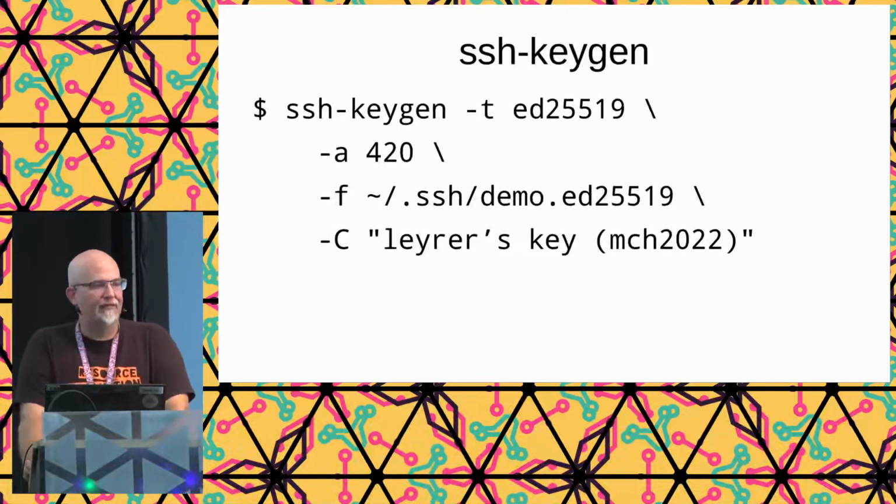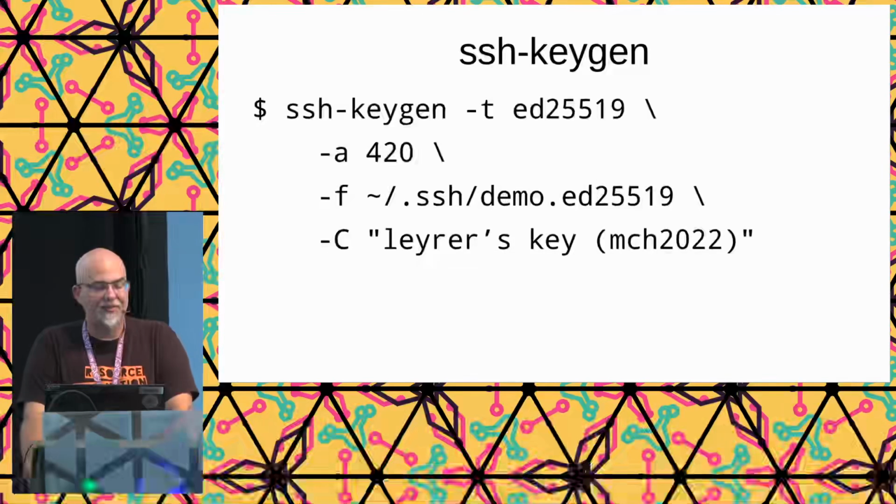The -f option is there to specify the file name where you want to save your private key and your public key. You specify a file name and the extensions will be added as needed. In this case, and I usually do that, I save it into my home directory, into the .ssh directory, and I named it in this case demo.ed25519.